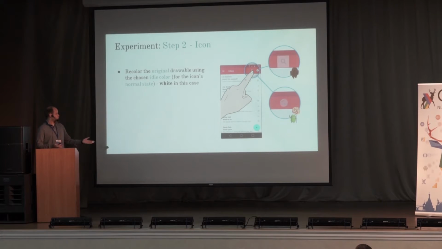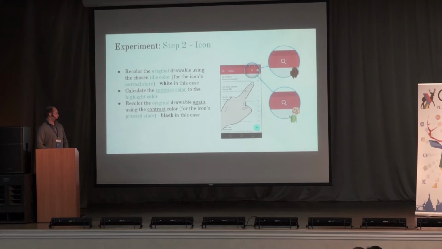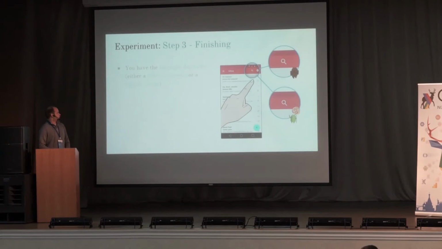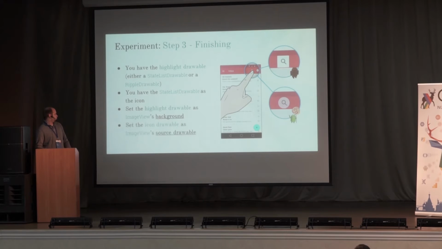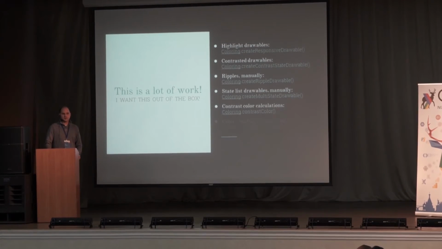And then recolor the original drawable using the chosen color for idle. You color it to the contrast color for the pressed state, and you merge those into a stateless drawable. So a bit of work. And then when you have the highlight and when you have the icon, you set both of those to the image view. If you're using a toolbar, then this won't work. But if you're using a normal image view, maybe they like the effect.